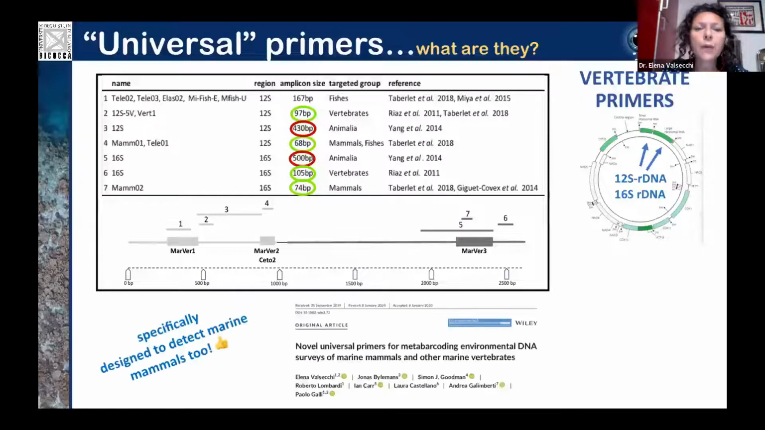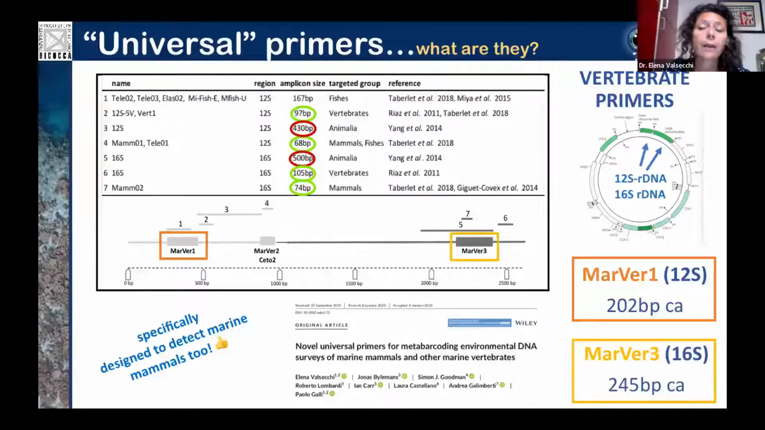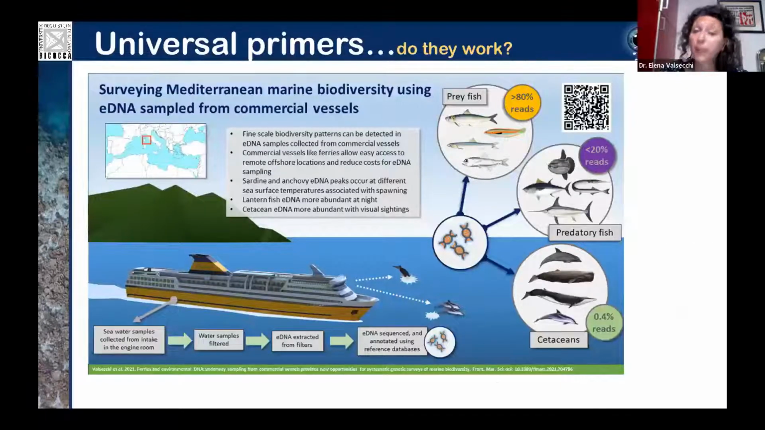So bearing this in mind, we have recently developed some universal marine vertebrate specific primers able to pick up from fish up to mammals. And these are, there is one that is found in the 12S gene and the other one in the 16S gene. Now then, are these primers working? Well, they are working because we have already used them in the Mediterranean in a study where we have been collecting samples from ferries. But I'll go straight to the point.